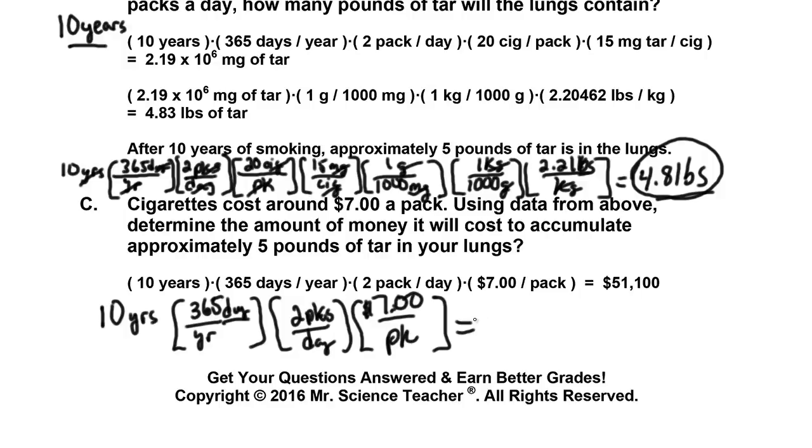So we have 10 times 365 times 2 times 7, and we get $51,100. Okay, 50 grand. You paid for that. That's an investment. That's what that is.